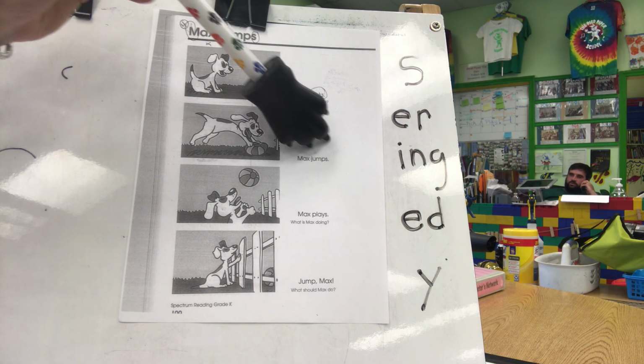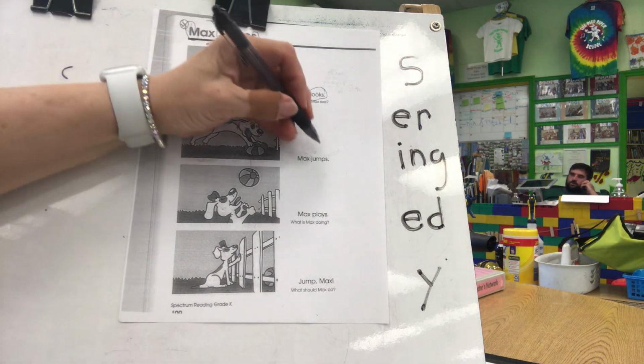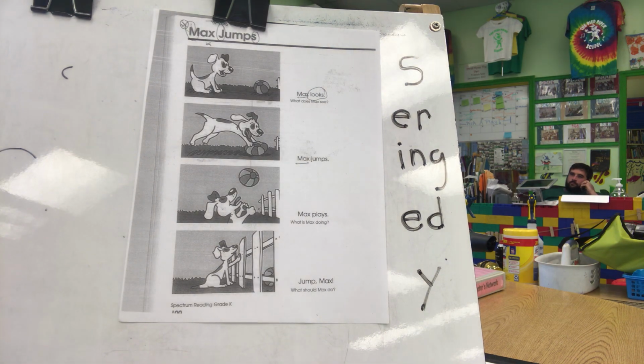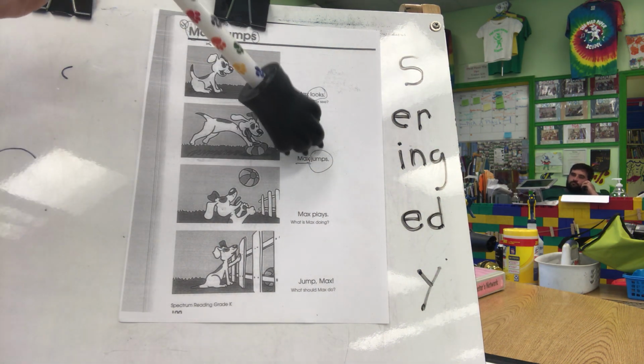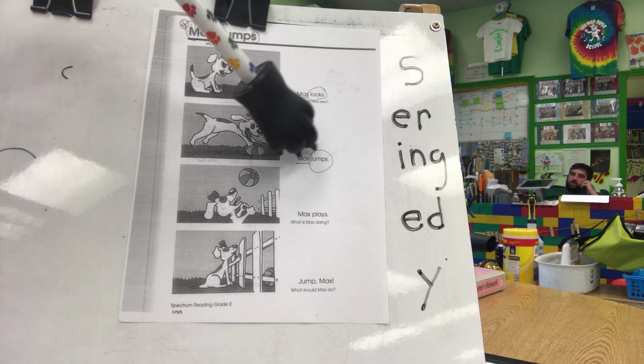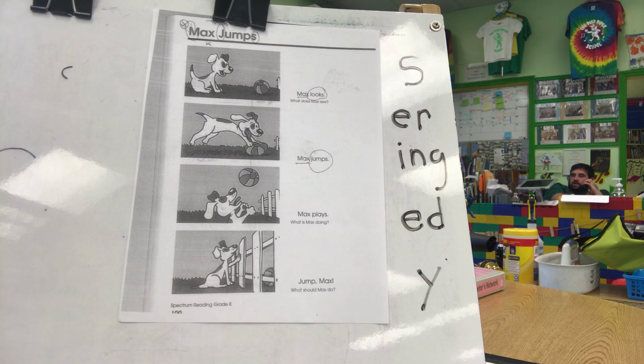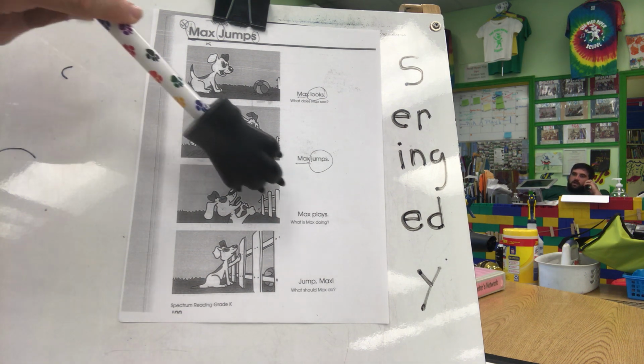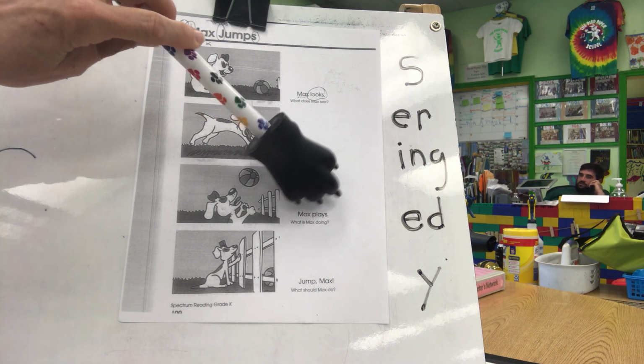Look at the second picture. Max jumps. All right, this line is still about Max. He's still the subject of that sentence. Put a ring around jumps. That's another action verb. He's a jumper. He's jumping. He jumped. He's jumpy. All right, look at the next picture. What's Max doing now? Max plays.